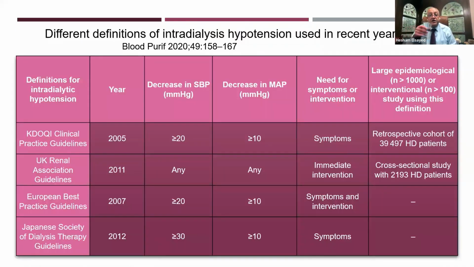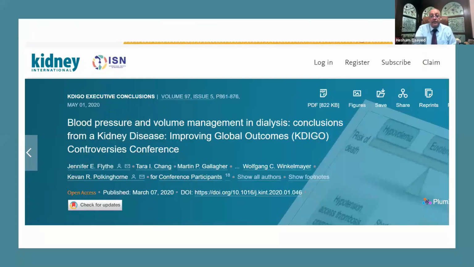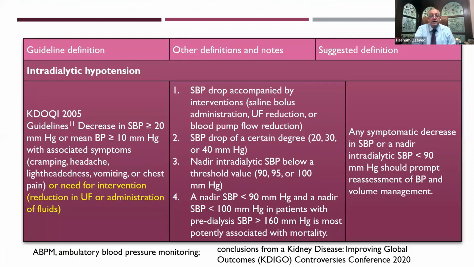Looking at the literature on the definition of intradialytic hypotension, you can find that the KDOQI guidelines 2005 and the update of 2020, while the UK, European, and Japanese guidelines, all lie within the four categories we described: nadir decrease in the blood pressure, decrease in systolic pressure of more than 20, or systolic blood pressure below 90, associated with symptoms, immediate intervention, and for sure, other comorbidities.